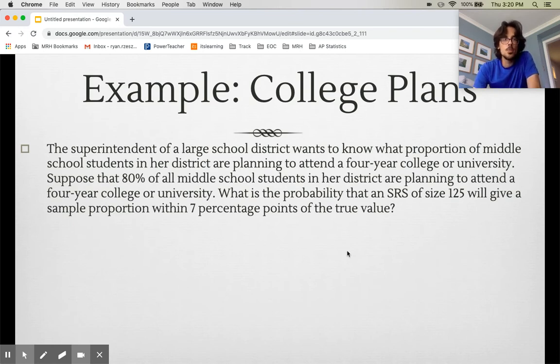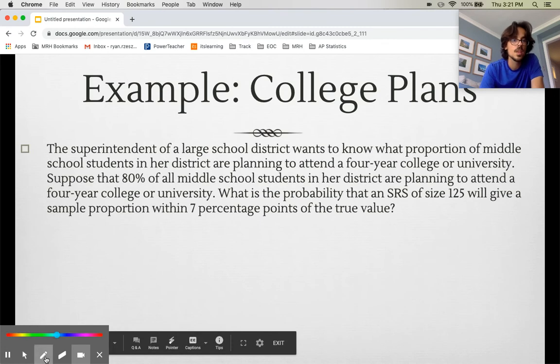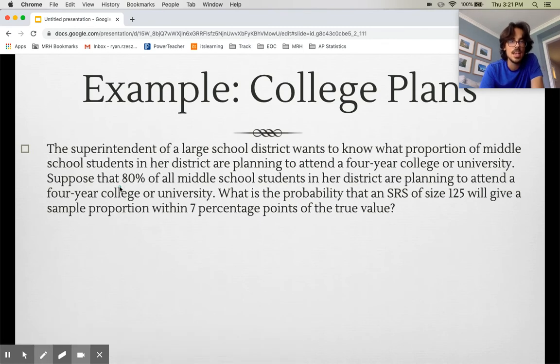So we have a superintendent. A large school district wants to know what proportion of middle school students in her district are going to go to four-year college. And then we're supposing that we know that the answer is actually 80%. So this is kind of like that candy machine, how we actually knew what percent of candies in the machine were orange ahead of time. This is like knowing that 80% of the candies are orange, except instead of talking about that, we're talking about middle schoolers who want to go to college, four-year college.